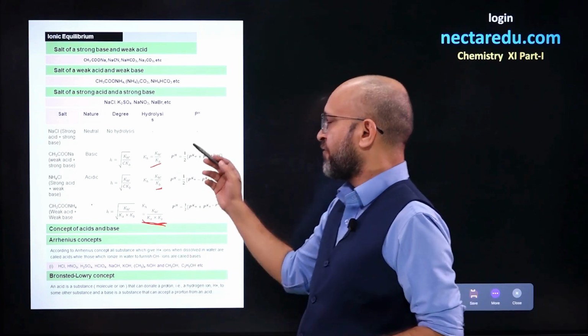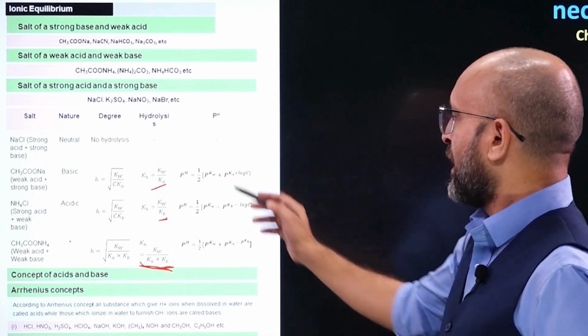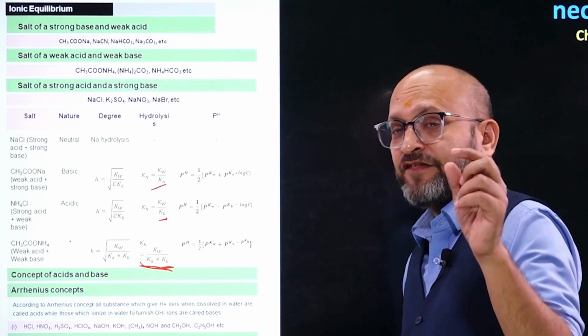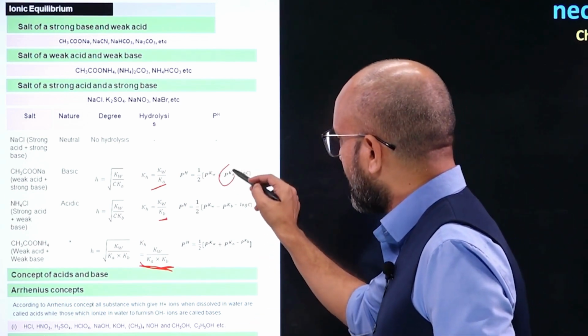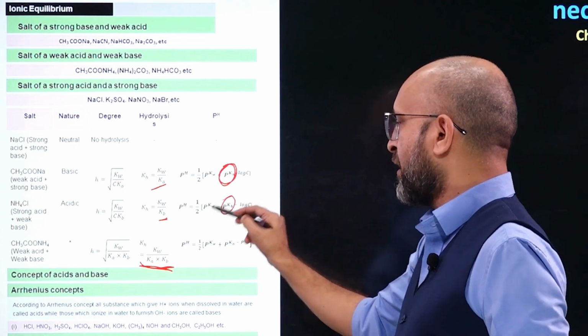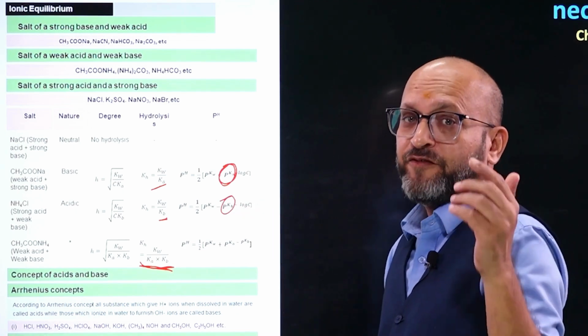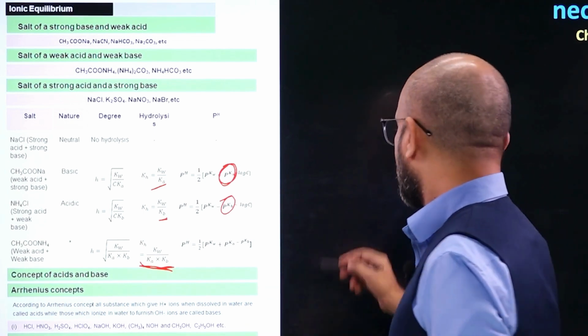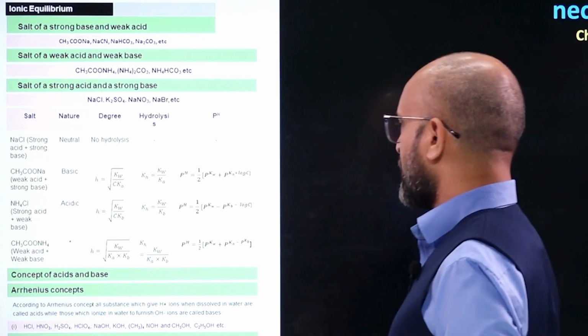Next, you have the formula for pH. pH equals half of pKw plus pKa plus log C when the acid is weak. Just remember this: pKa is for acid and pKb is for base. Which kind of a base? Weak base, and this will be for weak acid. Alright.